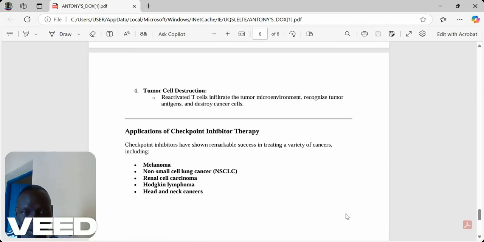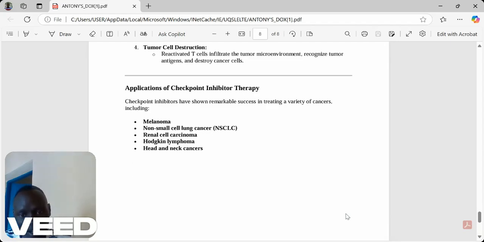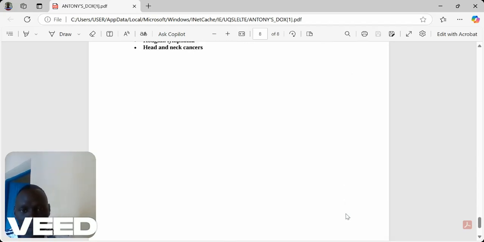Applications of checkpoint inhibitor therapy. Checkpoint inhibitors have shown remarkable success in treating a variety of cancers, including melanoma, non-small cell lung cancer, renal cell carcinoma, Hodgkin lymphoma, and head and neck cancer.